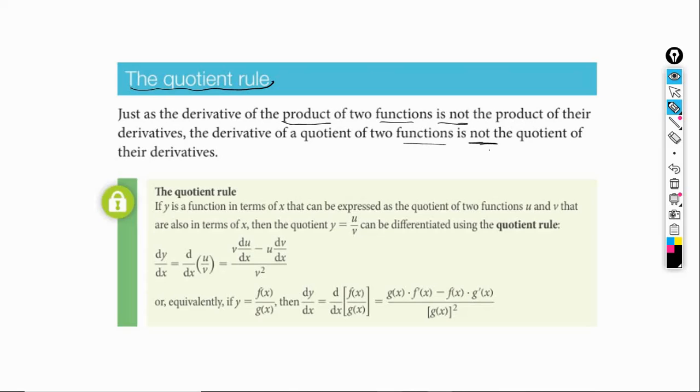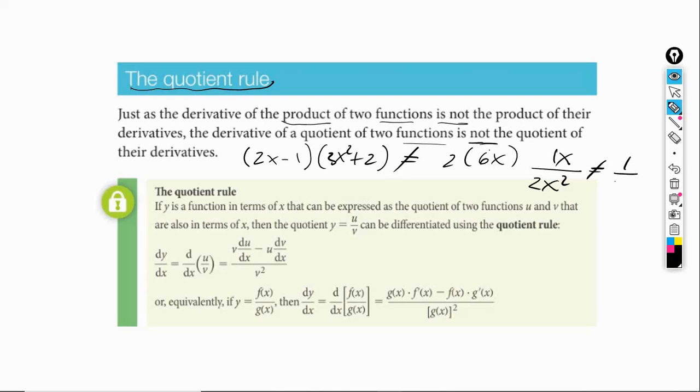So what that means is that if you have an expression like 2x minus 1 times 3x squared plus 2, this, as we know, does not equal 2 times 6x. That would not be true. And same thing for a quotient. If you have, say, x over 2x squared, this would not equal 1 over 4x. We actually have to apply another rule, which is this one that we see here.